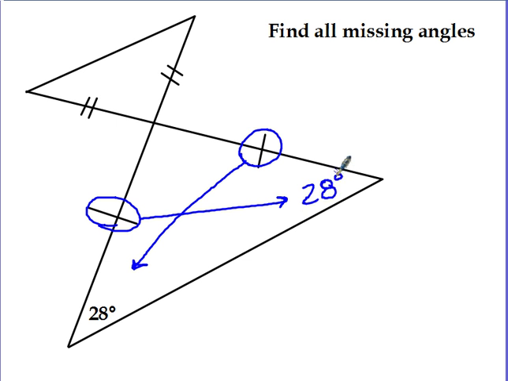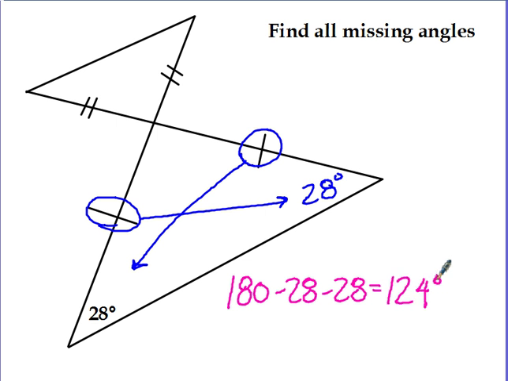And now, to find this angle, I'll subtract from 180. So I have 180 minus 28 minus 28. And that's going to give me 124. Now, these two, remember, these are called vertical angles. We talked about that before at the beginning of the triangle section. So this one's also 124.